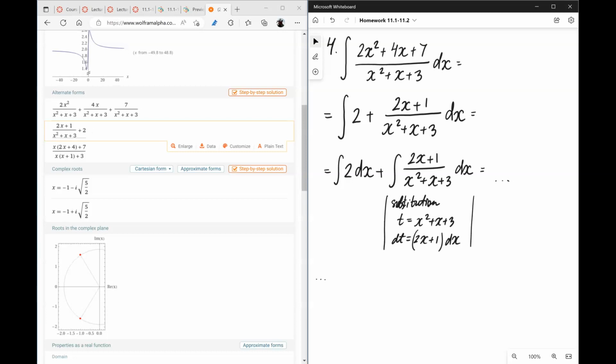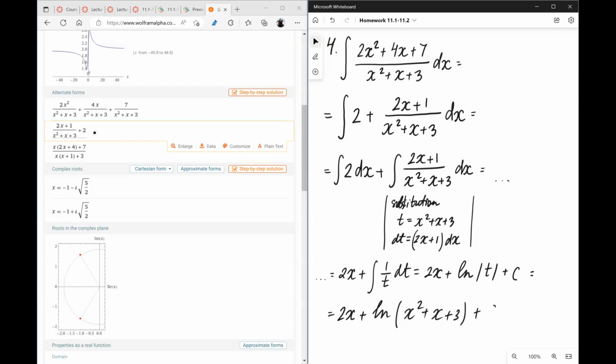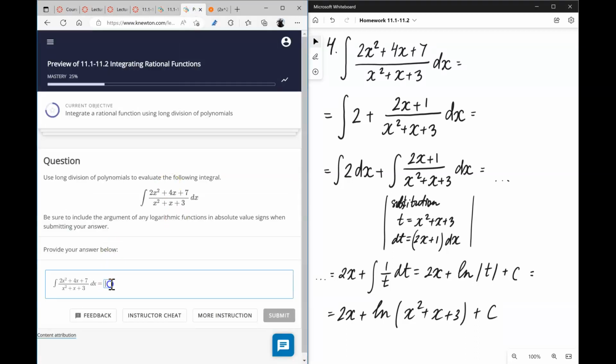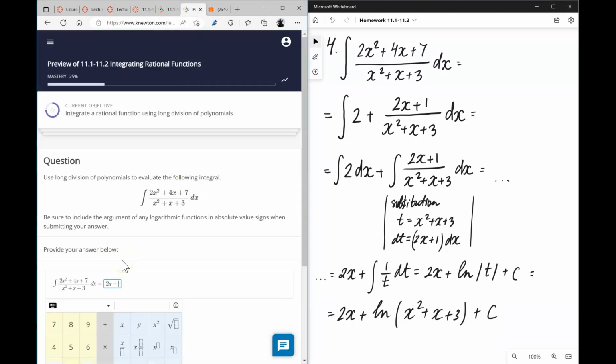So this problem now becomes 2x plus the integral of 1 over t dt, which is now this, which is now this. And I'm not even putting the absolute value here, because irreducible quadratic expressions evaluated at any number always give you a positive output when the leading coefficient is positive. So here's the answer.